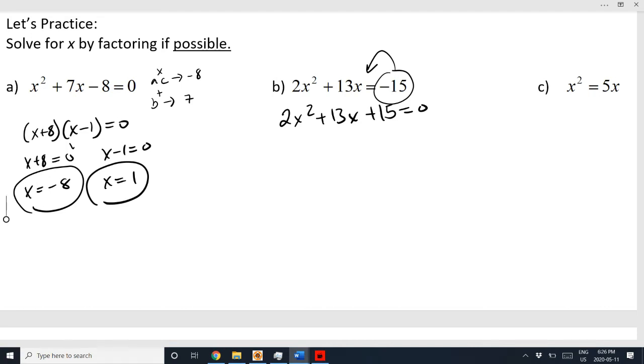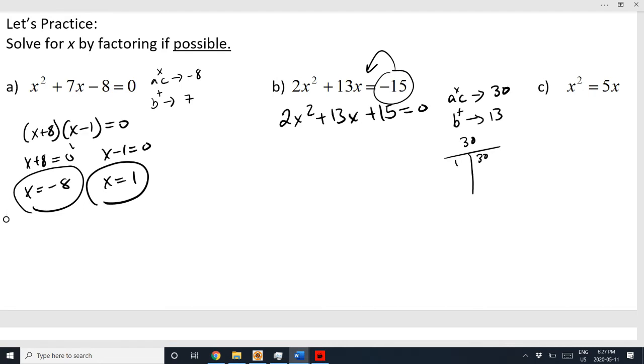Now we have to do a times c, which is 2 times 15, which is positive 30, and adds up to b. In this case, b is equal to 13. Two numbers that multiply to 30 but add up to 13. If you can't figure it out, we can use our method here, the t-chart, and think of all the factors and then add them up to see which ones add up to 13.